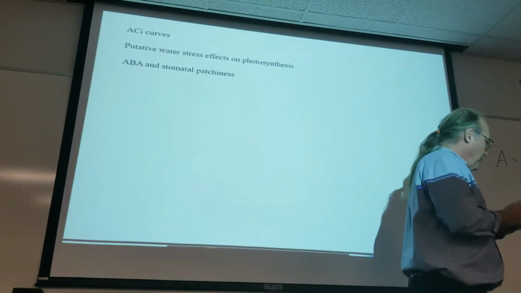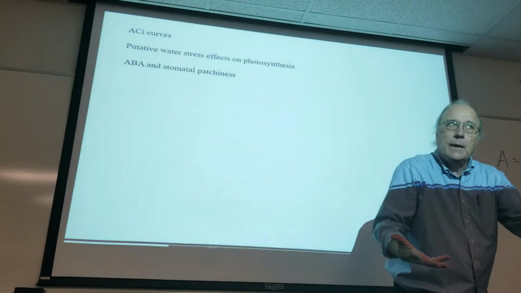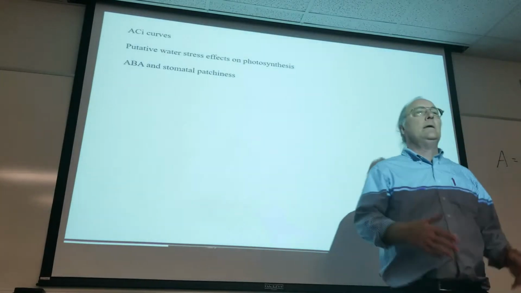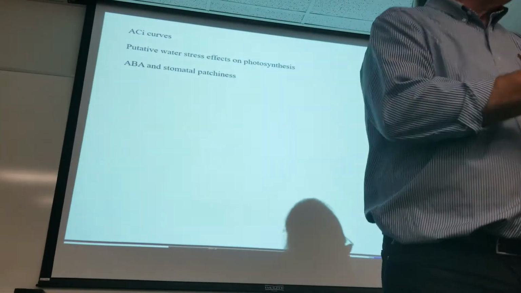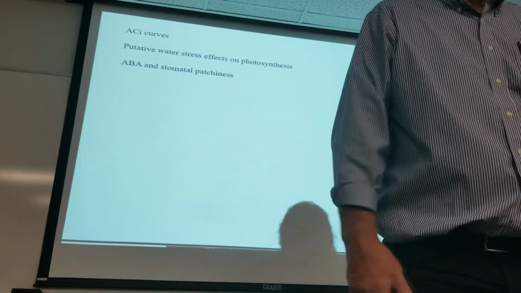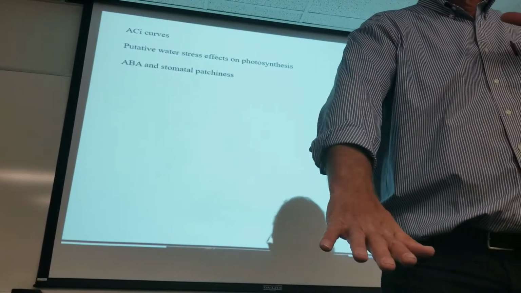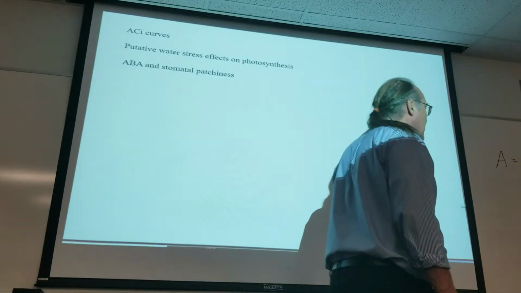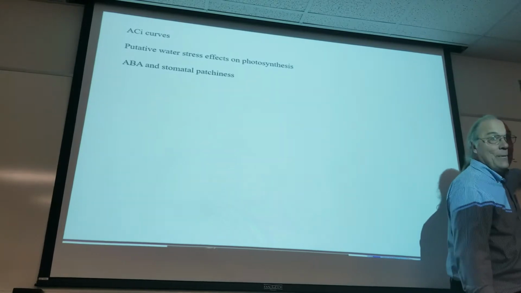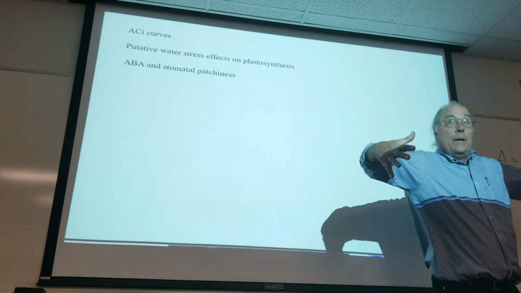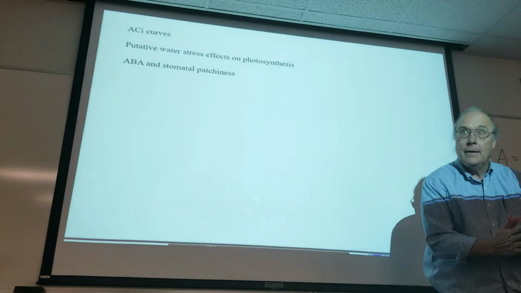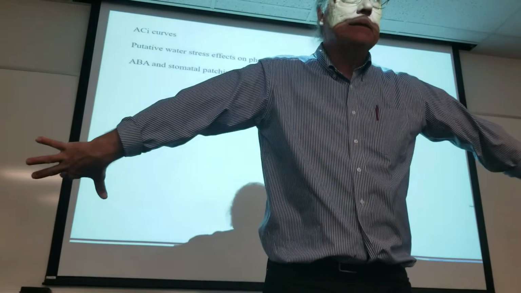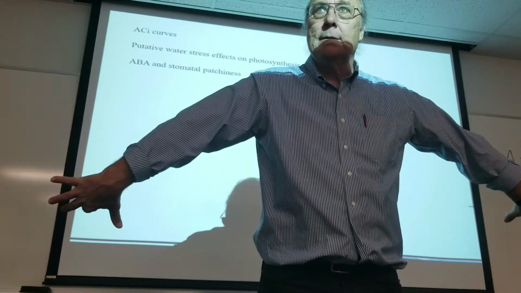Okay? If we impose a treatment on a plant that reduces the rate of photosynthesis, let's say we have a plant in high light and we switch to low light. That has an effect on the rate of photosynthesis. The rate of photosynthesis will decrease. But we also know that the stomata respond to light. And they open in high light and they close in low light. Does light have an effect on photosynthesis independent of its effect on stomatal conductance?